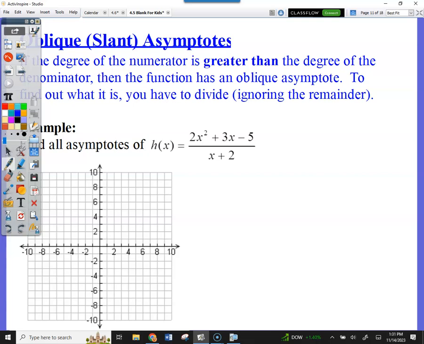Notice it says find all. Alright, so let's find the vertical. I'm going to abbreviate vertical VA, horizontal HA, and then slant, I'll just write the word slant. So the vertical is what again? Set it equal to 0, solve, you get -2.